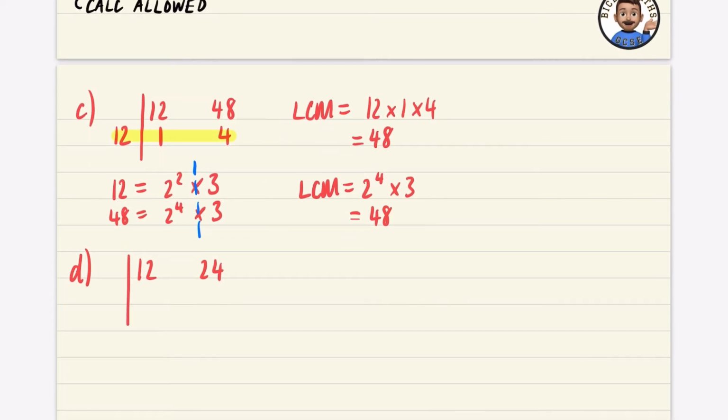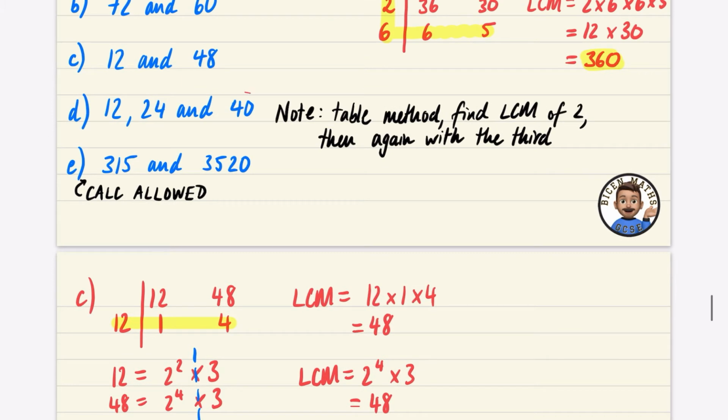So with 12 and 24, if I divide them both by 2, I would get 6 and 12. Oh, they're both in the 6 times table, which leaves me with a 1 and a 2. So the lowest common multiple of these, that L shape, which is 2 times 6 times 1 times 2, well, I don't need to include the 1, and that is actually just 24. Okay, so now I'm just going to find the lowest common multiple of 24, which was the answer here, and the other number that was in my list, which is 40.